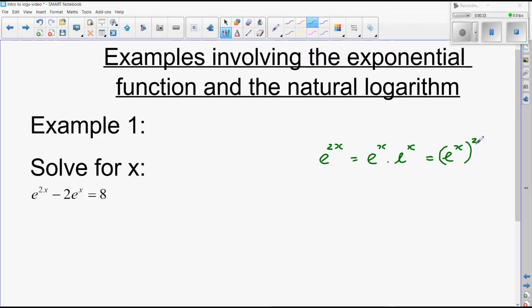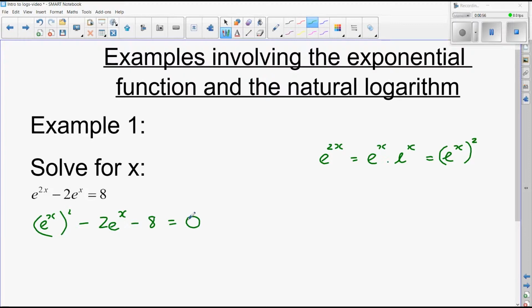So if you have a look at the question, e to the 2x minus 2e to the x equals 8, can you see that it is a trinomial? And we're going to write it in standard form. So we get e to the x squared minus 2e to the x minus 8 equals 0.